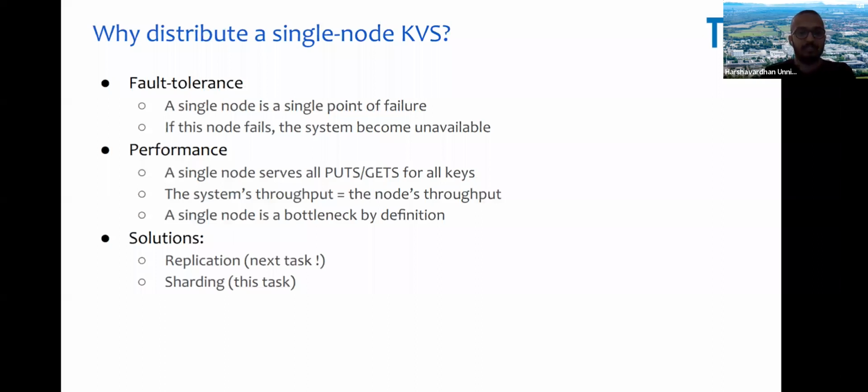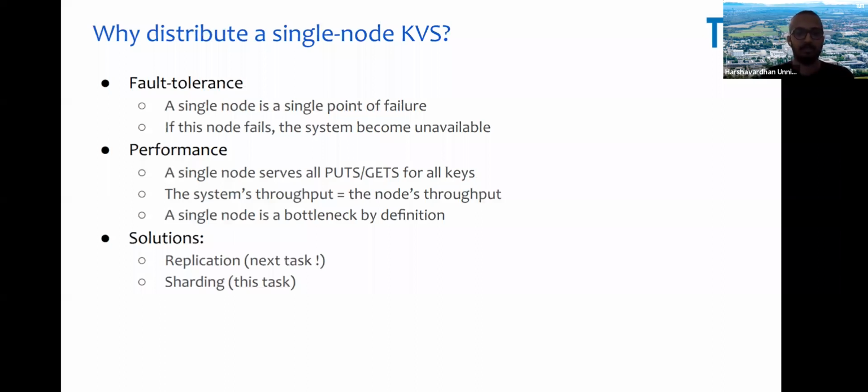The second major reason is to improve performance. For a single node key value store, only one node serves all requests for puts and gets on key value pairs. In this case, a single node is a bottleneck as the system's throughput is equal to the single node's throughput. Distributing keys over multiple servers allows a large number of put and get requests from clients to be served in a concurrent manner.